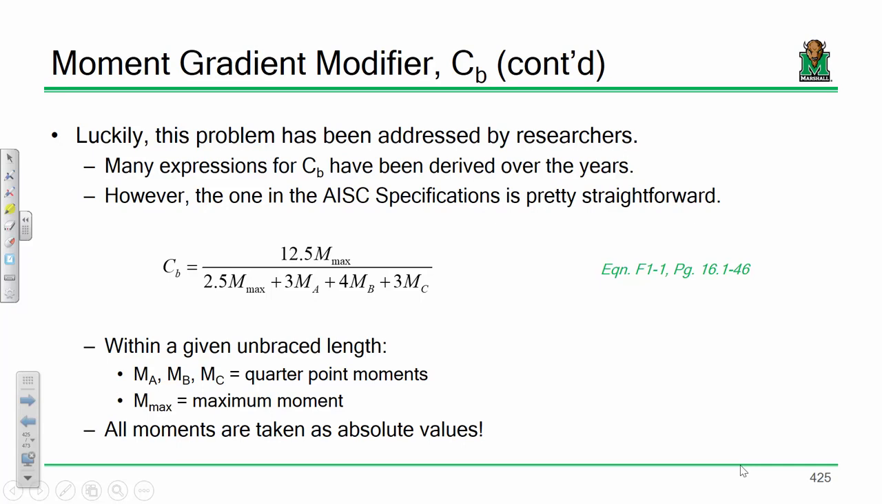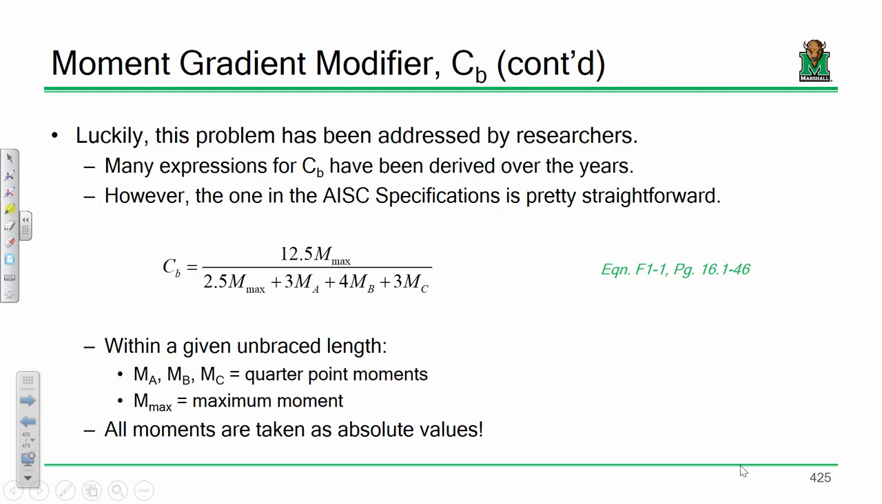Every bracing segment is going to have a unique C sub B value. And so what you do is you take that bracing segment, let's say here and here, and you say, okay, here's that bracing segment, and I split it up into quarters. Okay, bless you. So we'll have a point here, say a point here, and a point here. We'll call that MA, call that MB, call that MC.